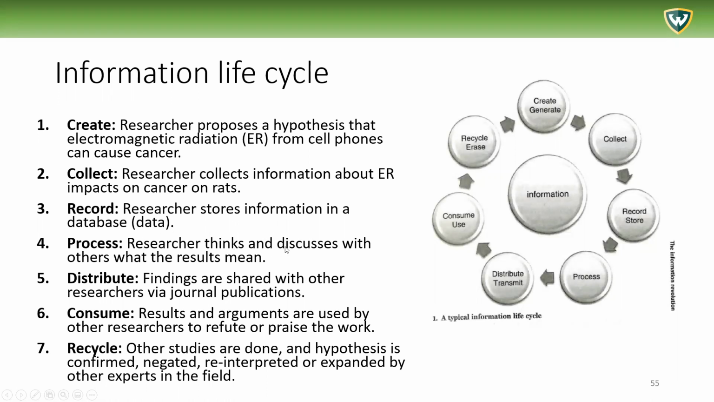Process, researchers think and discuss with others what the results mean. So that's processing the information that they're observing. Distributing, findings are shared with other researchers via journal publications. Consumption, results are read about and arguments are used by other researchers to refute or praise the work. And then recycling, other studies are done and hypotheses confirmed, negated, reinterpreted, or expanded by other experts in the field.